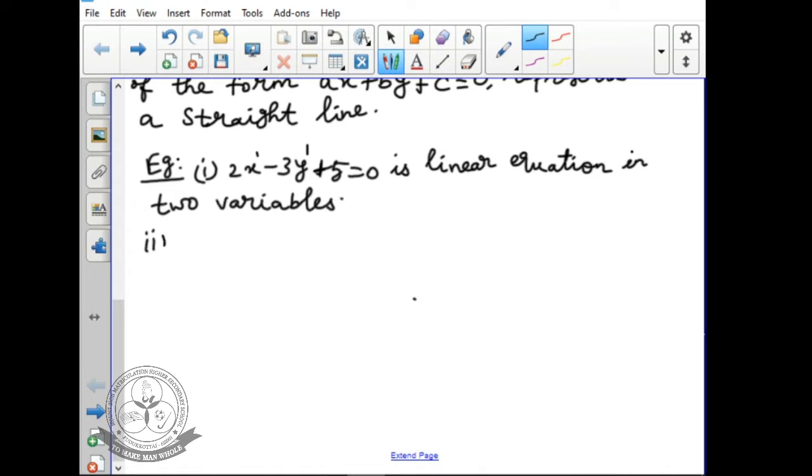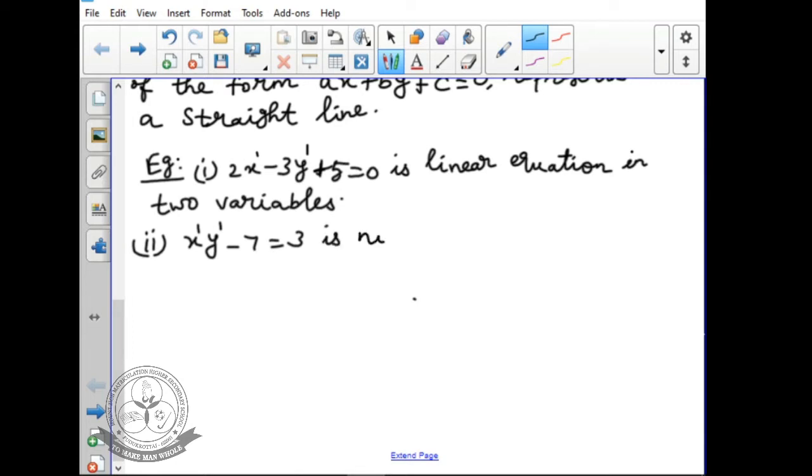The second one, xy minus 7 equal to 3. We have to check what is the degree. They have given x and y. x means x power 1, y means y power 1. In a product we have to add the powers, so we are getting xy power 2. xy power 2 means this is not a linear equation. Any first degree equation is called a linear equation. Here the degree is 2, so this is not a linear equation.